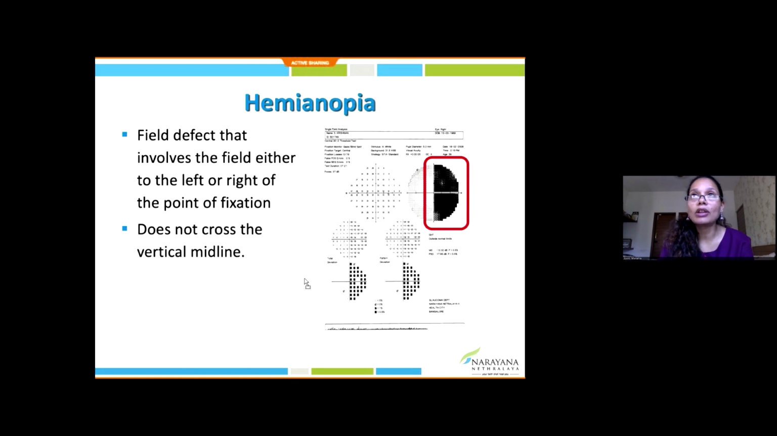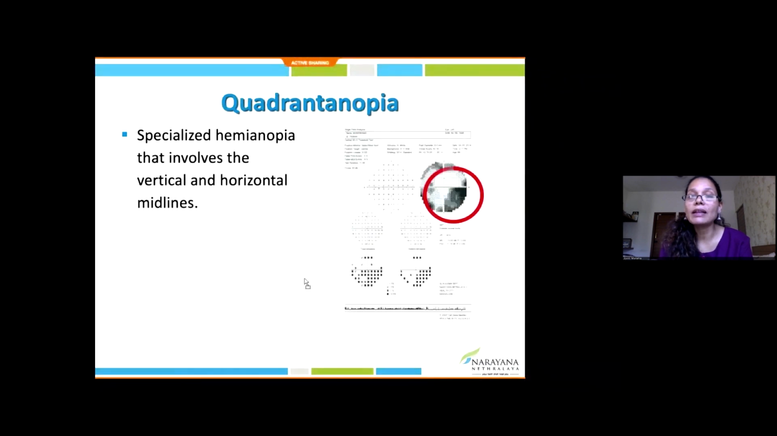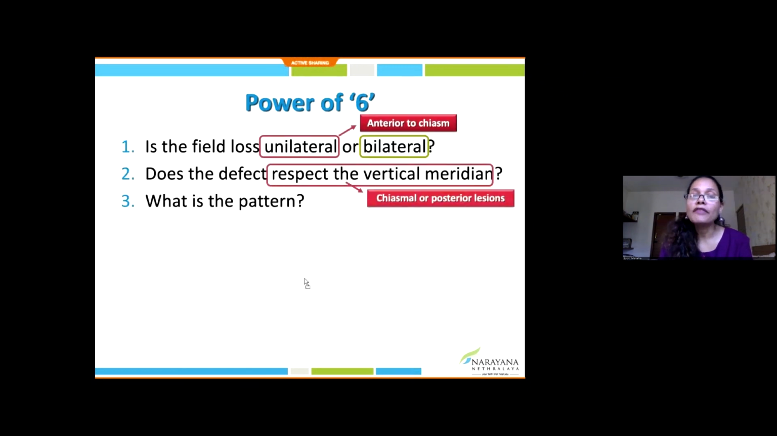However, it does not cross the vertical midline, which is what you should understand. The other important specialized hemianopic field defect is a quadrant anopia, as seen here, between the vertical and the horizontal midlines. Then the fourth question, if the defect is bilateral, is the defect homonymous?